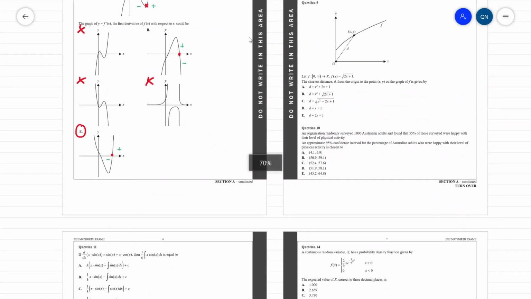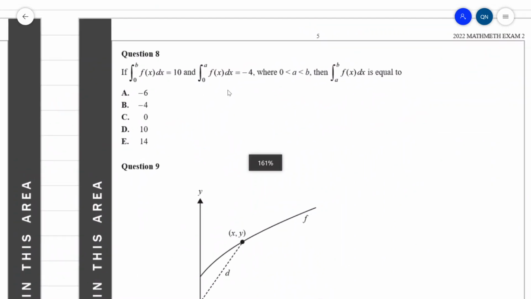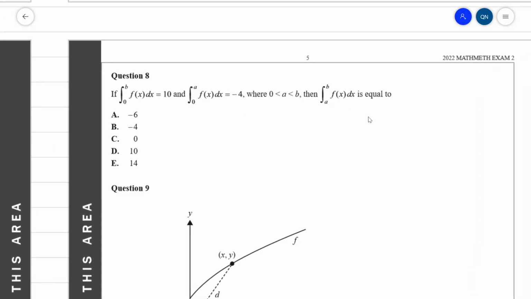Alright, question 8. What precisely do we have? We have some integrals, and this is an integral from 0 to b, and we also have an integral from 0 to a of the exact same function f. Then we want to find the integral from a to b. Well, that's quite easy because the integral from a to b, let's use a pen here.